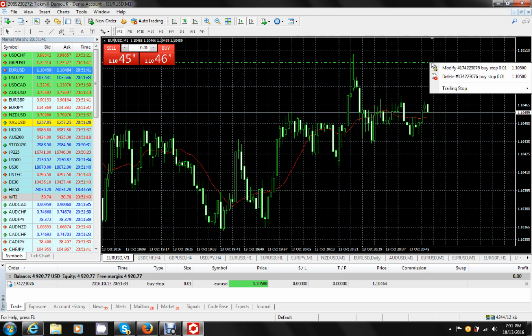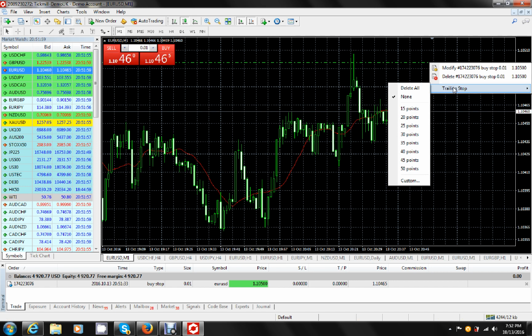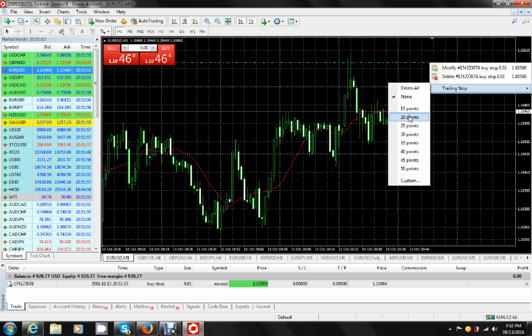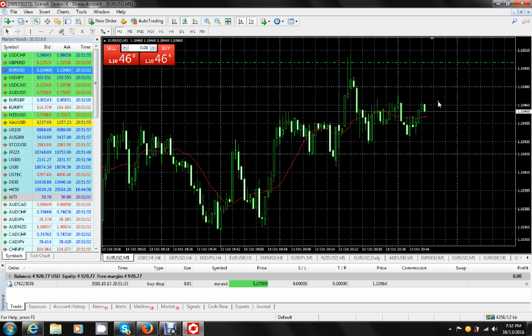And I put a trailing stop. Can you see that? What is a trailing stop? And I choose the points. Let's say I put 20 points. That means that if my graph comes up to this level and hits my buy stop and it goes up, let's say 25 points or more, right? My trailing stop, what is a trailing stop?